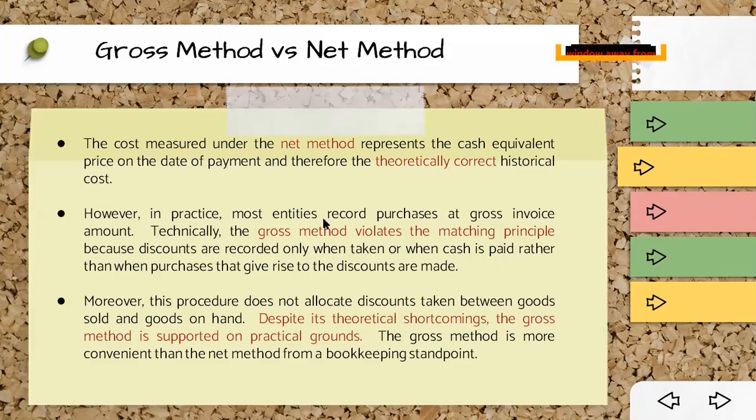However, in practice, most entities record purchases at gross invoice amount. Technically, the gross method violates the matching principle because discounts are recorded only when taken or when cash is paid, rather than when the purchases that give rise to the discounts are made. Moreover, this procedure does not allocate discounts taken between goods sold and goods on hand. Despite its theoretical shortcomings, take note that the gross method is supported on practical grounds. The gross method is more convenient than the net method from the bookkeeping standpoint. So it's okay to use the gross method.